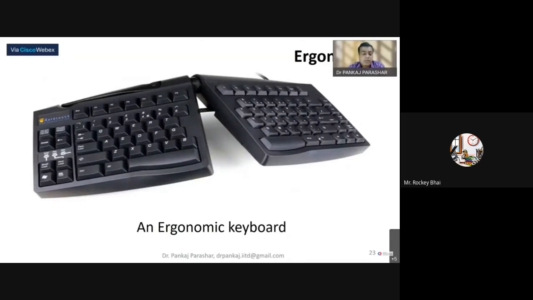Say, for example, nowadays, if I'm a software engineer and need many hours of working together on a keyboard, wouldn't I invest in this? Yes, I would do that.